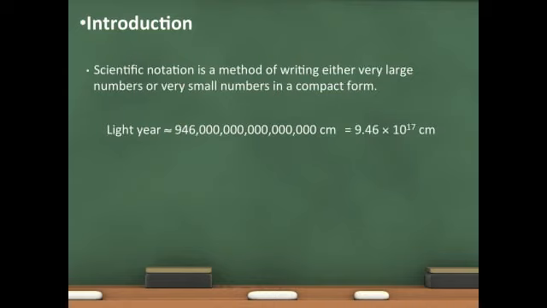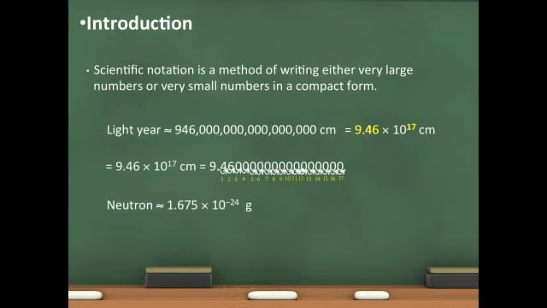Scientific notation is the method of writing a number in the form a times 10 raised to the n power, where a is a number greater than or equal to 1 but less than 10, and n is an integer. In the example shown, the value for a is 9.46, and the value for n is 17. The exponent 17 indicates that the decimal point would need to be moved 17 places to the right.